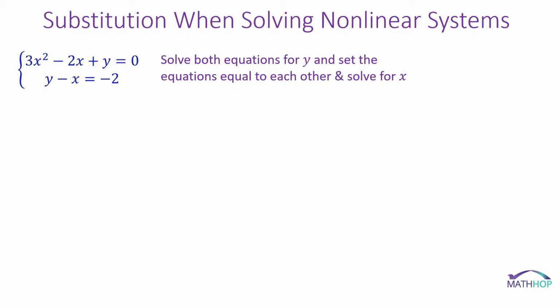Remember slope-intercept form, and I realize these aren't both linear, but when you have y equals, that's the easiest form of an equation you can have. So I want to get them both into y equals form so I can set them equal to each other.